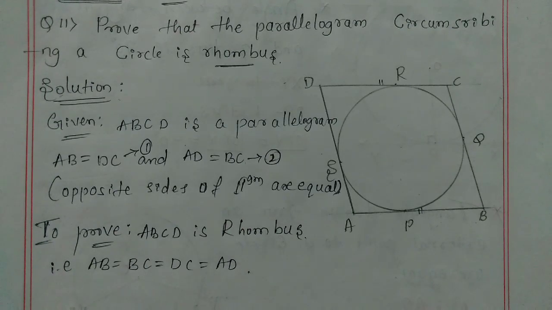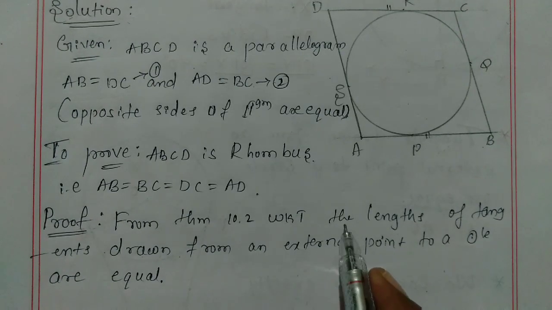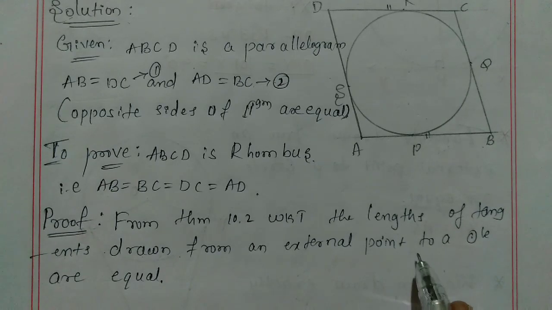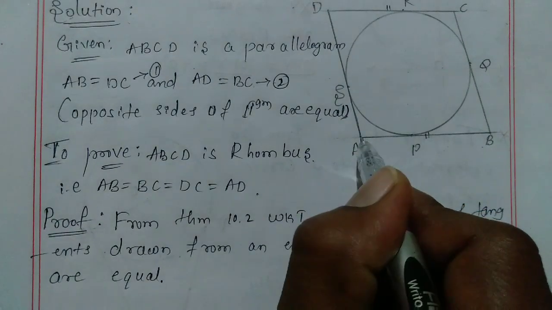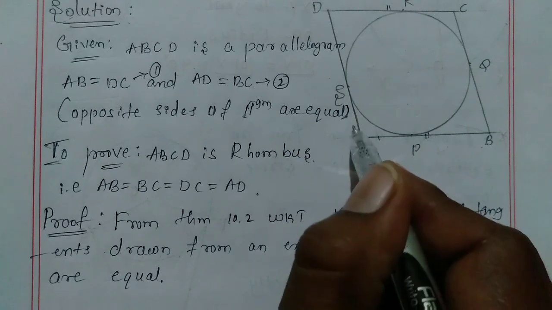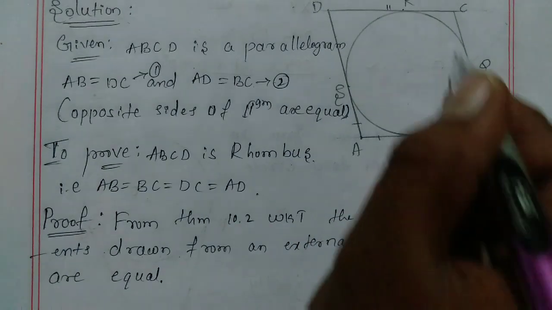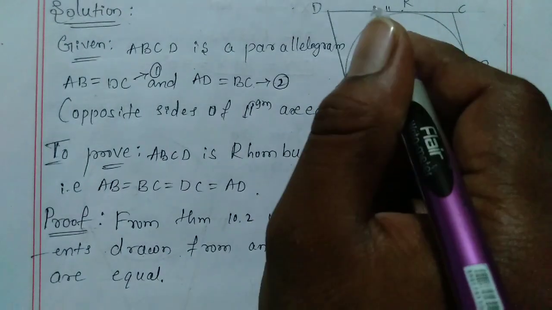Okay, so next I will go to, from theorem 10.2, we know that the lengths of tangents drawn from an external point to a circle are equal. It means this is the external point. We drawn here two tangents to this circle. These tangents are equal. Okay. So and these two tangents are equal, and similarly these two tangents are equal. These two tangents are equal.